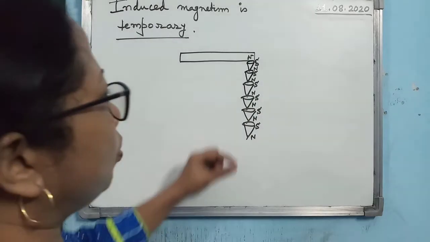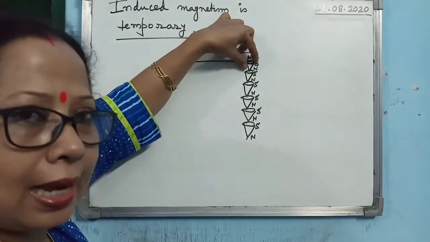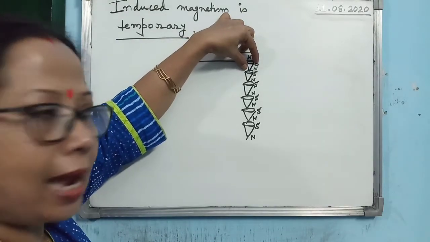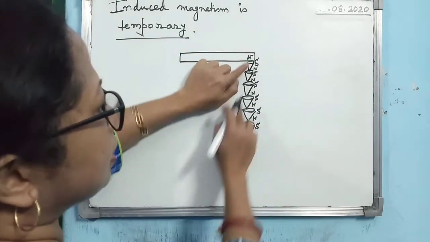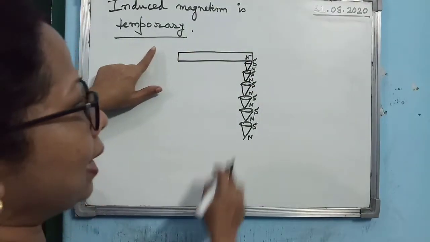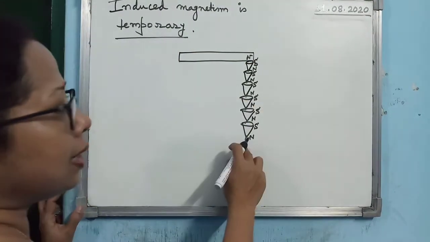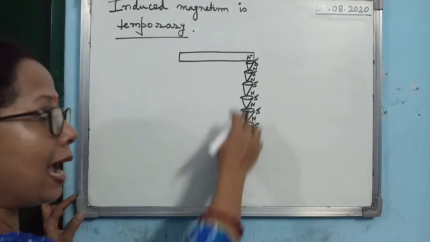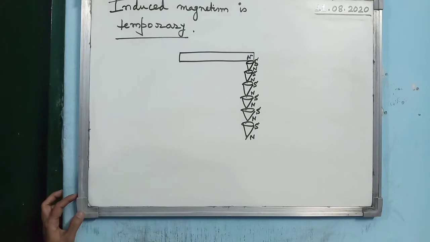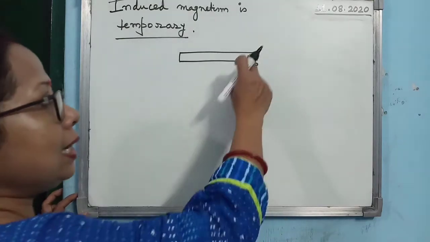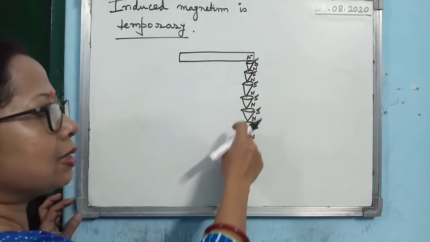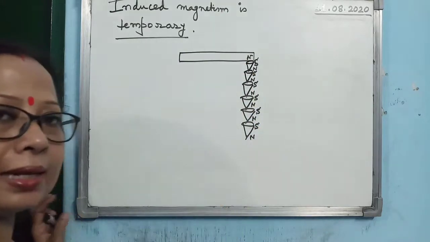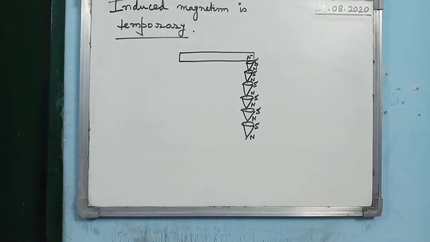Now you do one thing. You hold one nail with one finger of your hand and then you remove the bar magnet. Then what you will observe is that all the nails will fall down and they will not attract each other anymore. What does it mean? Till the magnet is present, induced magnetism is there. When the magnet is not present, the induced magnetism will be destroyed. So, induced magnetism is temporary.